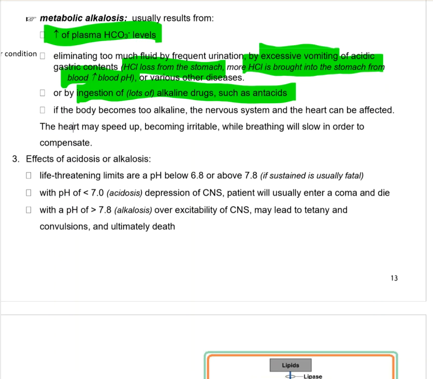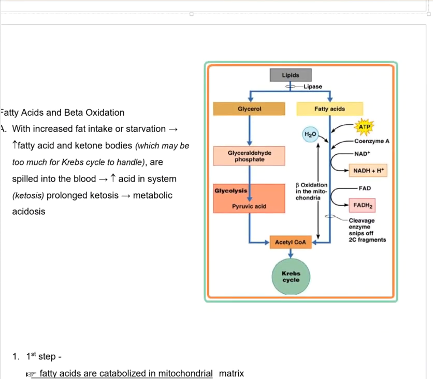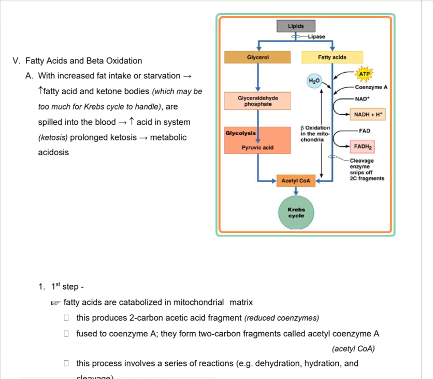As I said earlier, anything that is very far away from 7.35 to 7.45 is really bad for us. We usually say anything below 7 is acidosis, and we usually have depression of the CNS, and the patient will usually enter a coma and die if it's prolonged. Above this, we overexcite the CNS, and this can lead to convulsions, tetany, our muscles not working well, and ultimately death. So we want to keep the pH of our blood in very tight control, and that's why we use all these different mechanisms we've been talking about to do that. Okay, one last thing, and a little bit of this is review.